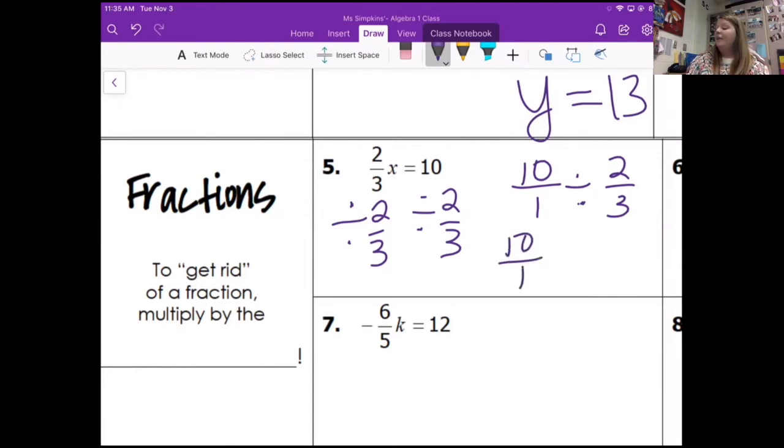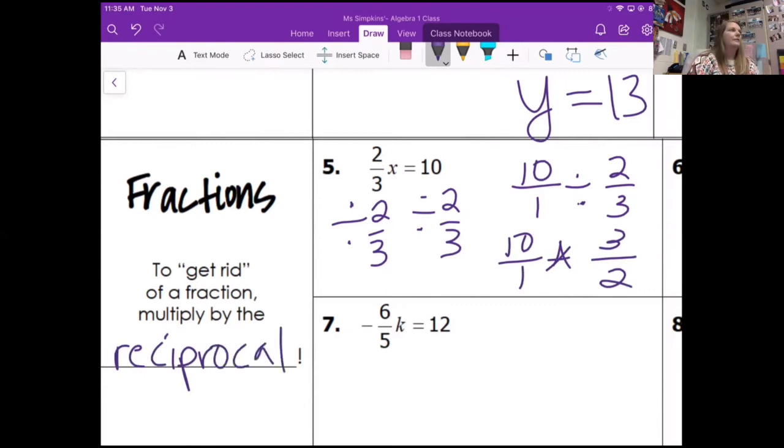Yeah. We are multiplying by the reciprocal. Go tell Mr. Jeffries to stop saying keep, flip, change. Because keep, flip, change, KFC, KCF, whatever, I don't care. You are multiplying by the reciprocal. Lauren, what calculator are you using? Let me see it.